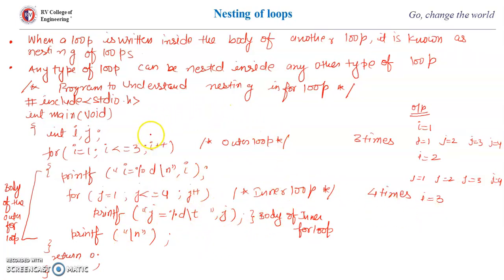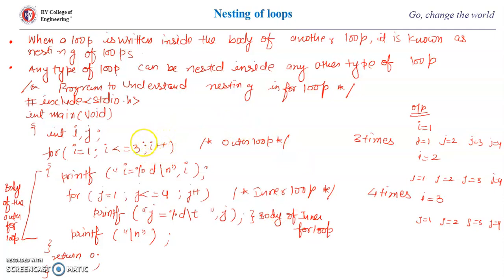Then control transfers to the update expression, so the i value will be incremented, it becomes 3, and if the condition is true, again we enter inside the loop body and print the value i equals 3. Then we come to this inner for loop. j will be initialized to 1, and the value of j is printed as 1, then 2, then 3, and j equals 4 will be printed. After printing, the cursor will go to the next line, control transfers to the outer for loop, and the i value will be incremented.